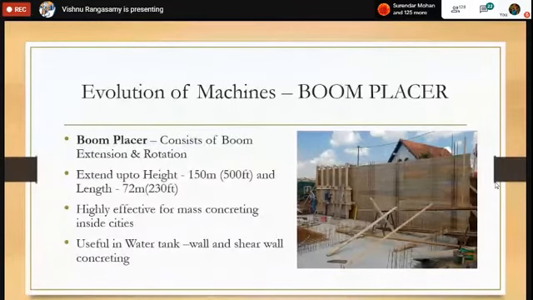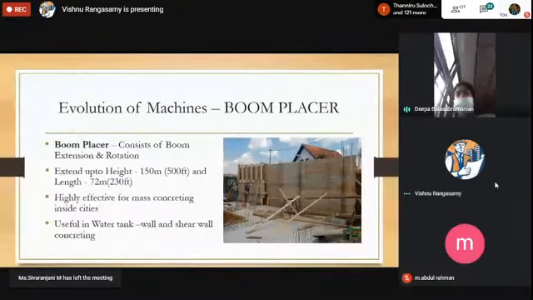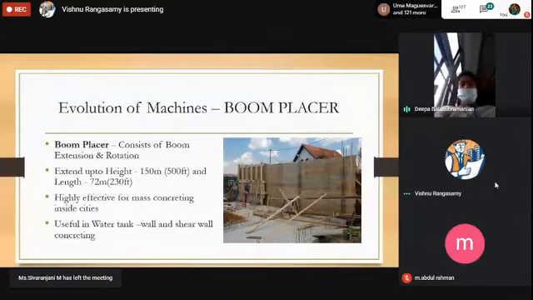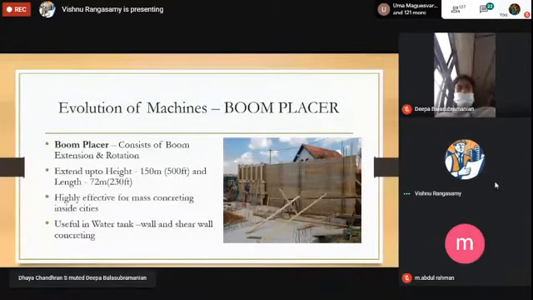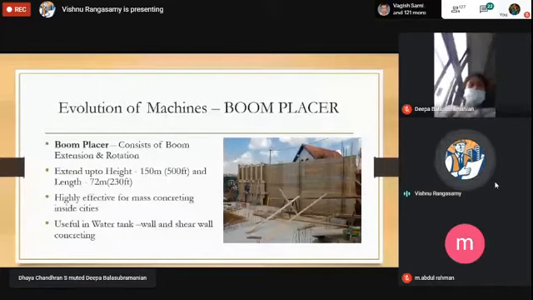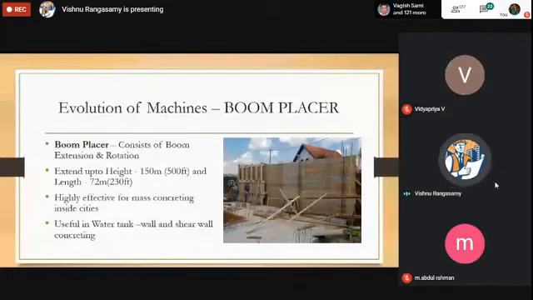Sorry. If you are placing manually, it will take more time. If you have a boom placer, you will have wastage of only around 1% in the batching plant, 1% in the boom placer operation, and 2 to 3% in the concreting place. So around 4 to 5% is enough in concreting those mass structures.